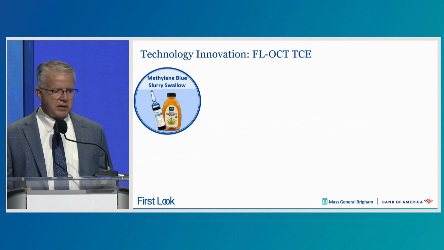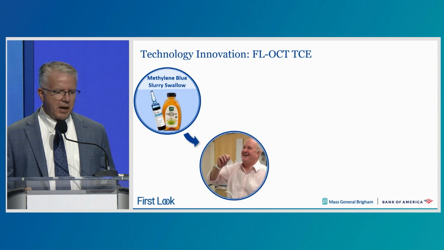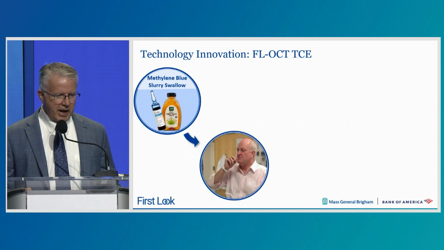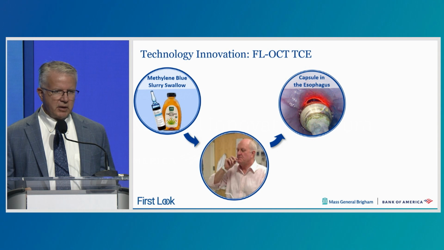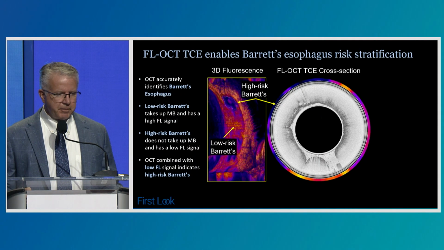So the way this works is that you swallow methylene blue with agave nectar in a slurry. The subject swallows the capsule. We turn the light on when it's in the esophagus to look at the fluorescence. And then we get a pullback that contains microscopic images shown in grayscale of the esophagus, as well as the fluorescence in the color ring around the grayscale image.